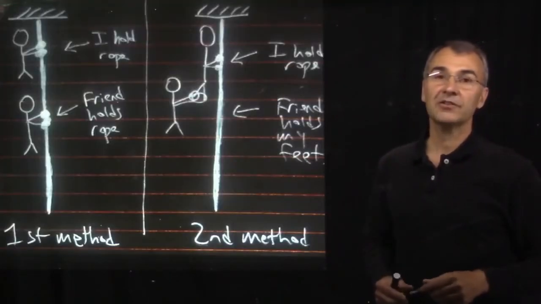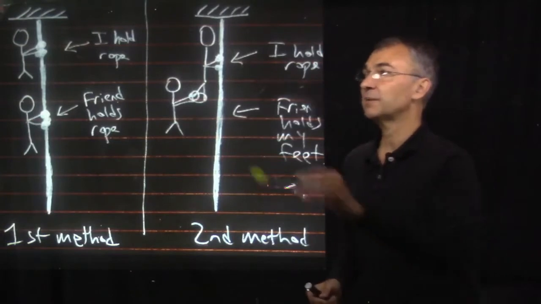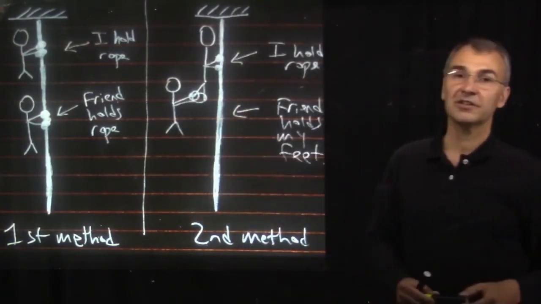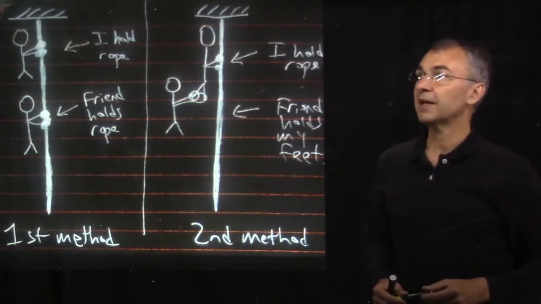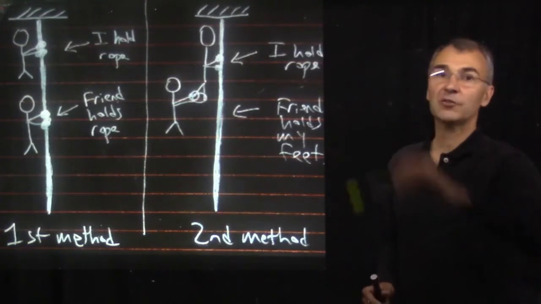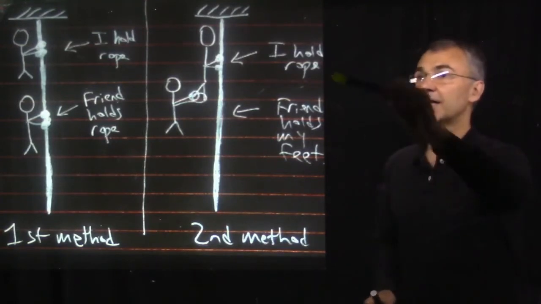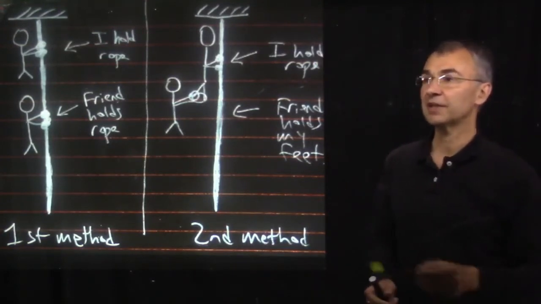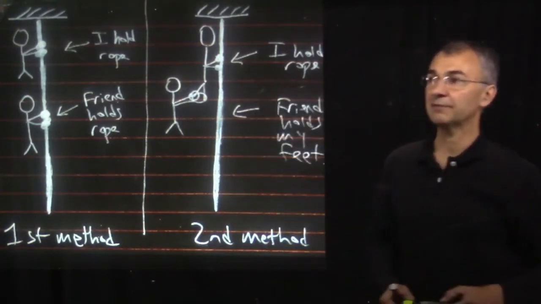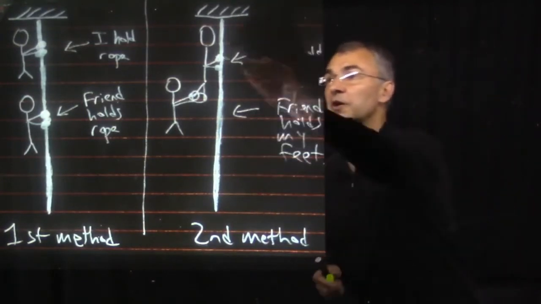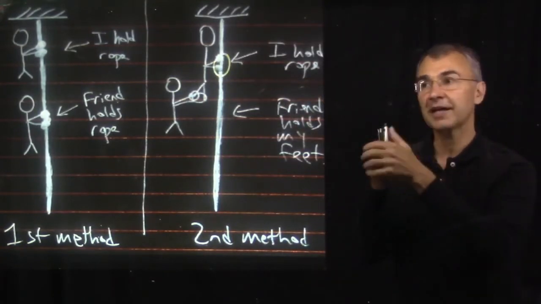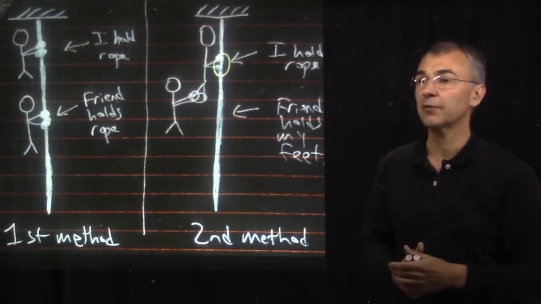In the as-designed version, I'm up here, I hold the rope, my friend is down here, she holds the rope, my hands hold my weight, her hands hold her weight. And then here's the as-built method, where I'm up here holding the rope, and my friend, instead of holding onto the rope herself, holds onto my feet. And then you have to imagine, well, what happens here where my hands meet the rope? Are my hands holding just my weight, or are my hands holding my weight plus her weight?